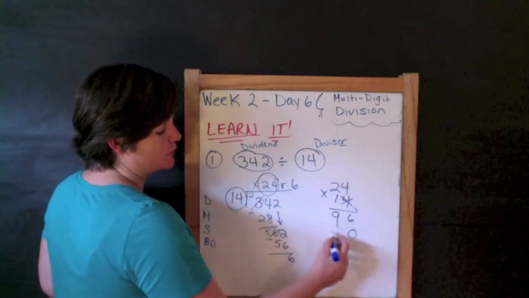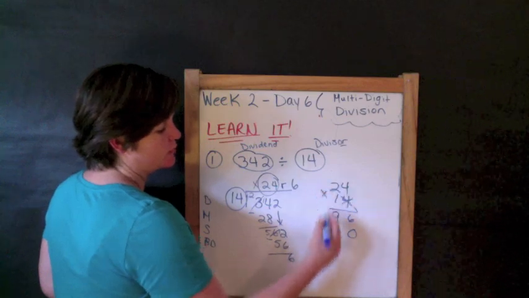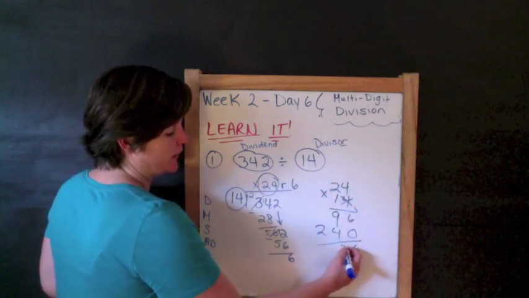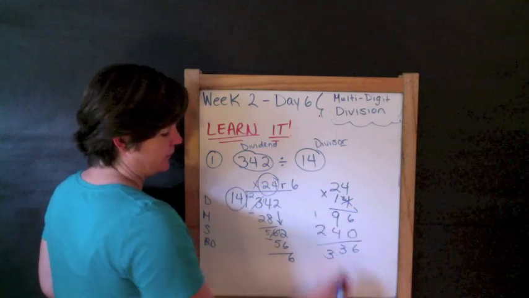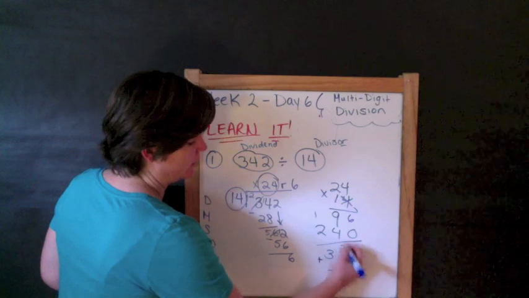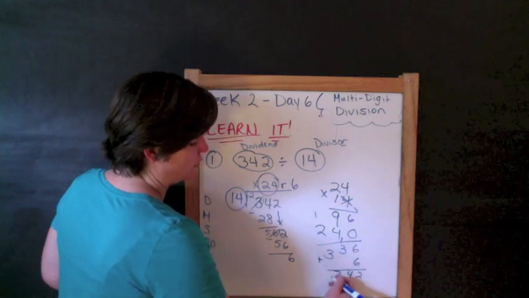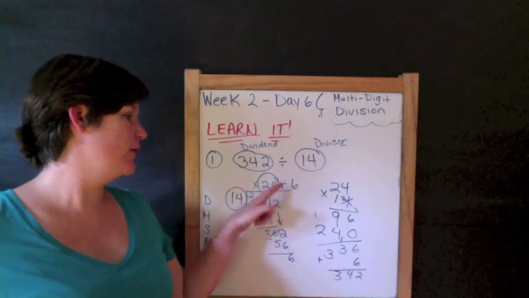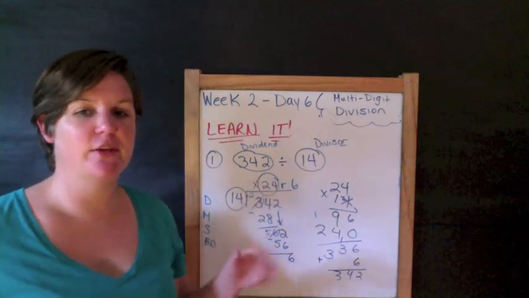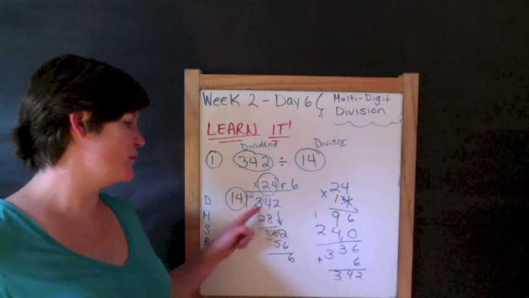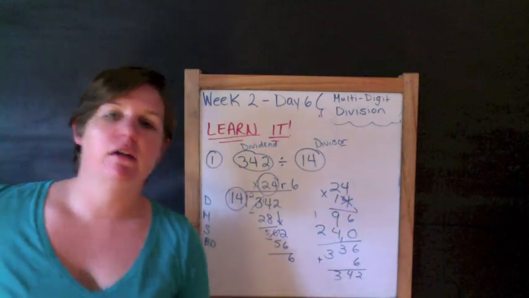1 times 4 is 4. 1 times 2 is 2. Add them together. We've got 336, plus 6 would give us 342. So I know that 24 remainder 6 is my answer because when I check my work, I got 342, which was my original dividend.